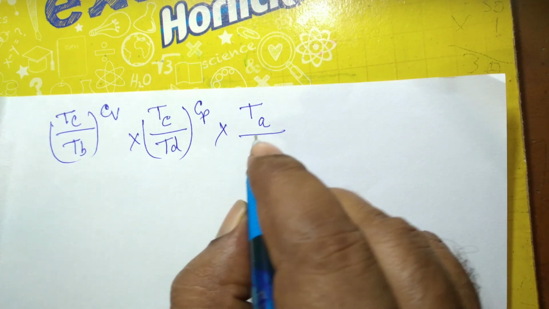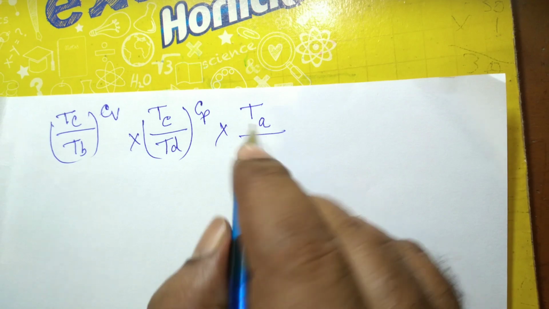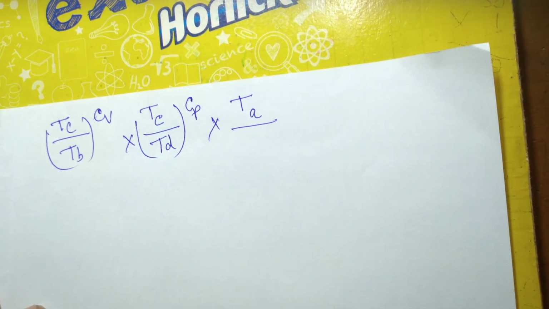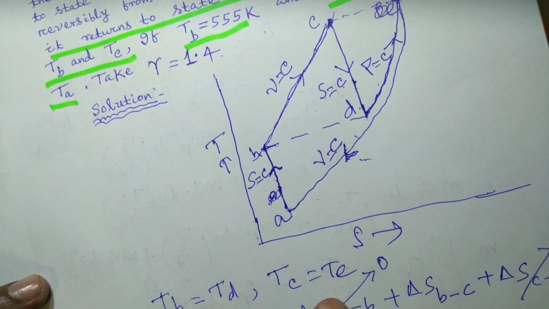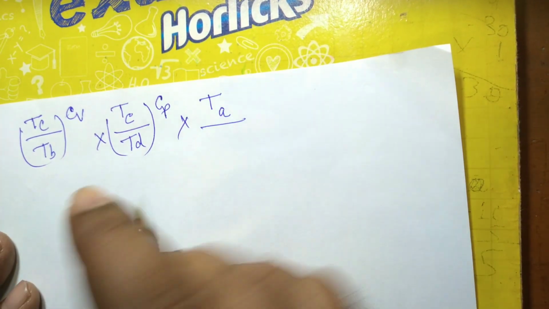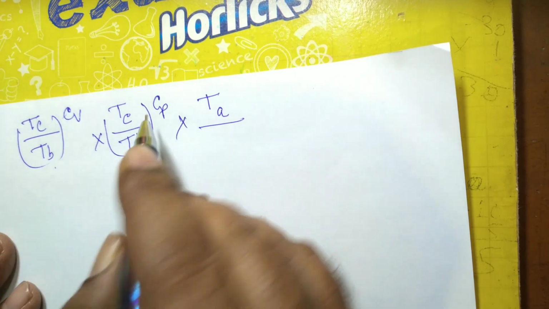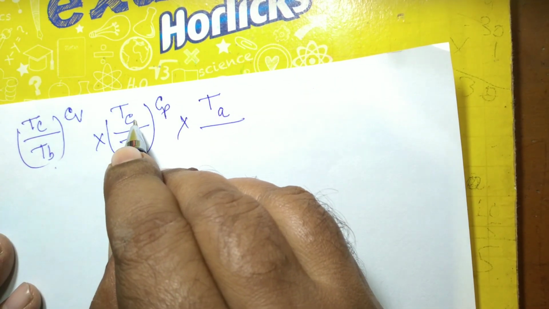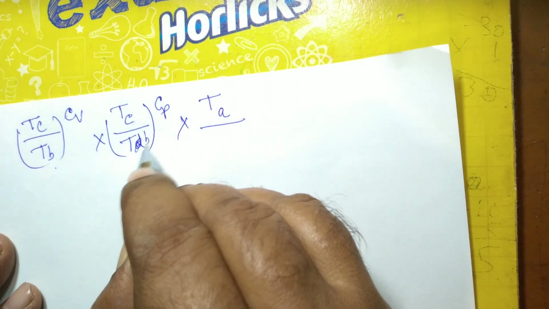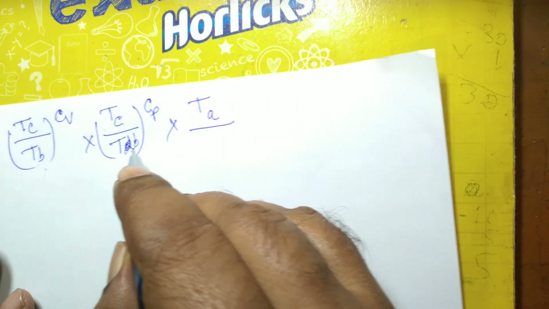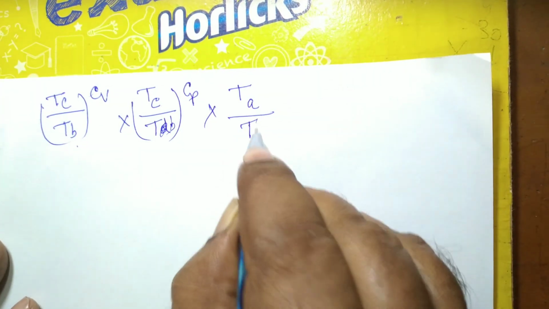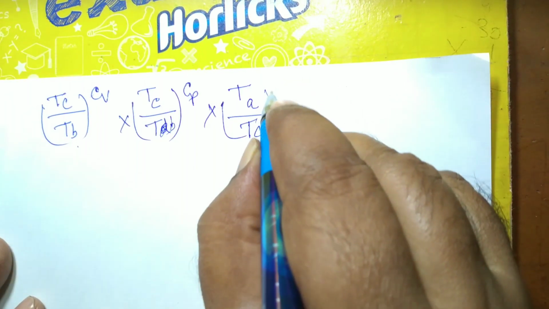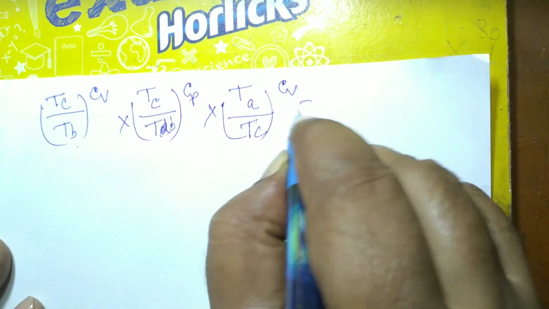Ta is same as Tc, and Tb is same as Td, from the diagram. From the diagram we know that Tb is equal to Td and Tc is equal to Te. So by putting this we find that (Tc by Tb) to the power Cb multiplied by (Tc by Tb), because in place of Td I can write Tb, and in place of Te I can write Tc, because Ta is equal to Te is equal to Tc. So now this is equal to 1.